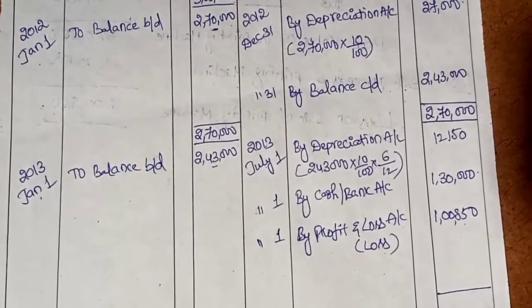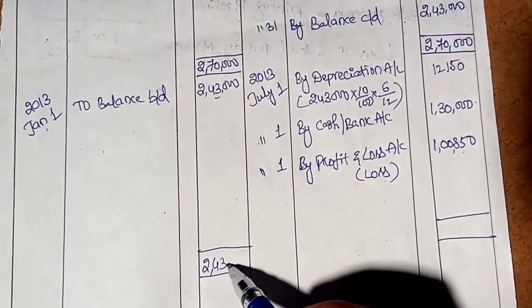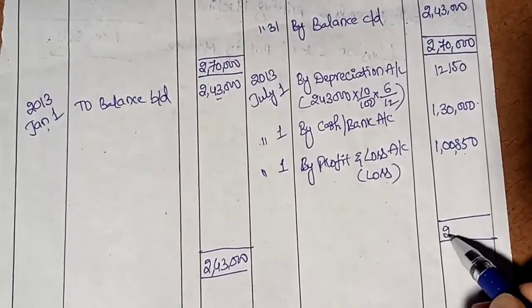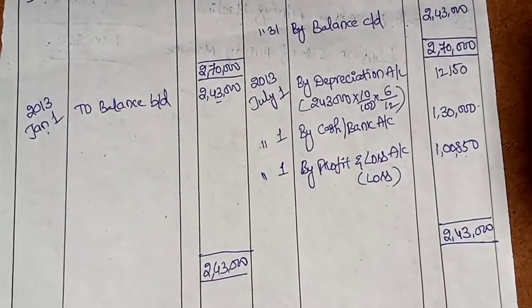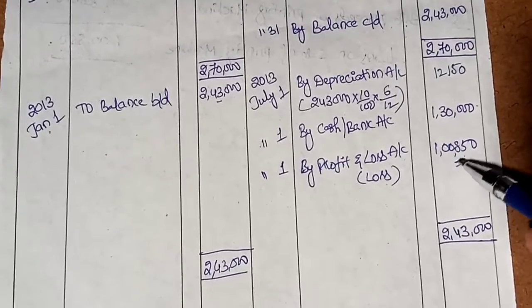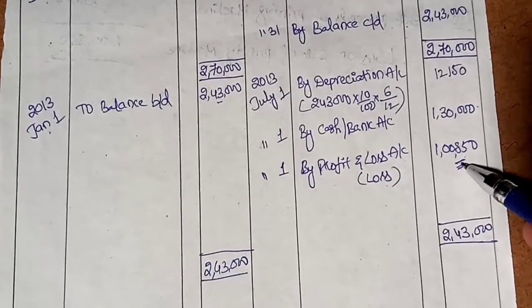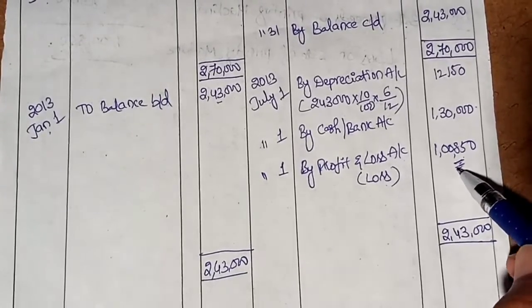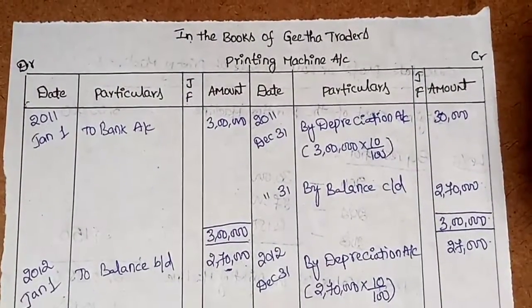Two sides total 2,43,000. So in this problem they sold the machinery. That's why we got a loss on sale of printing machine. This is the solution for this problem.